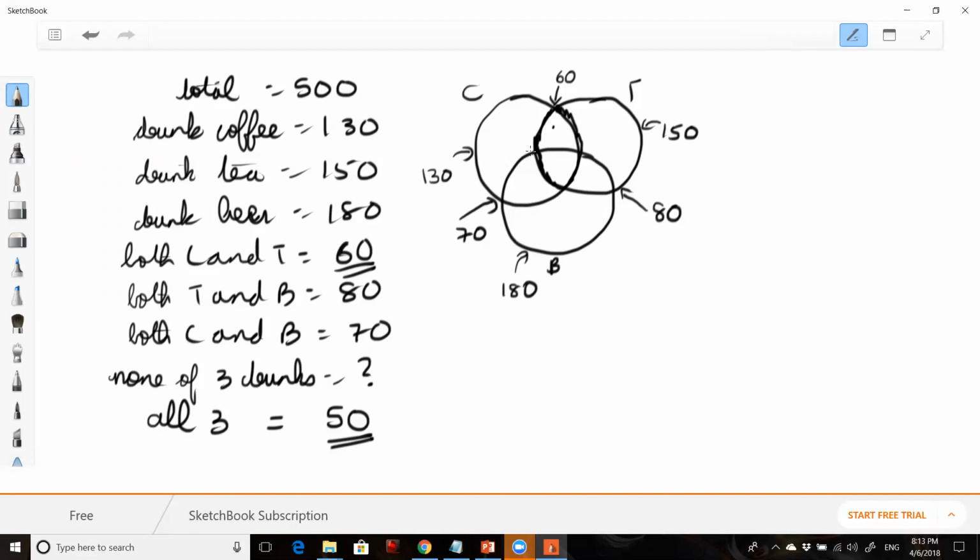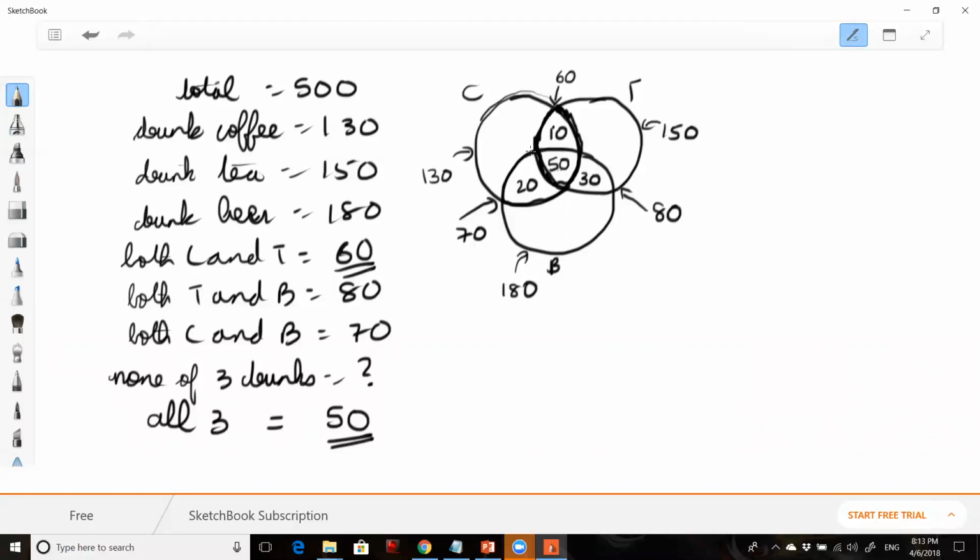So now I have all three to be 50. I'm putting that as the overall intersection and I'm going backwards from here. If this is 50 and this entire region is 60, this is going to be 10. If this is 50 and this entire region is 70, this is going to be 20. And if this is 50 and this entire region is 80, this is going to be 30.